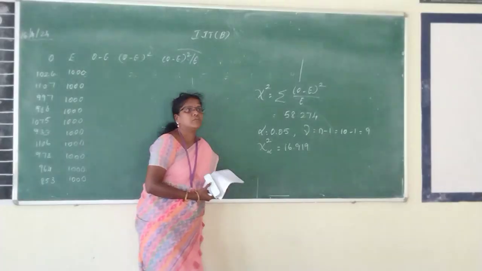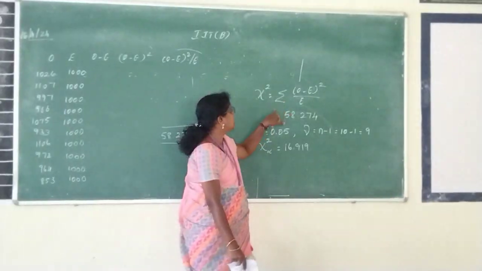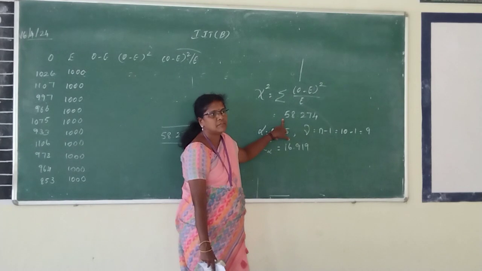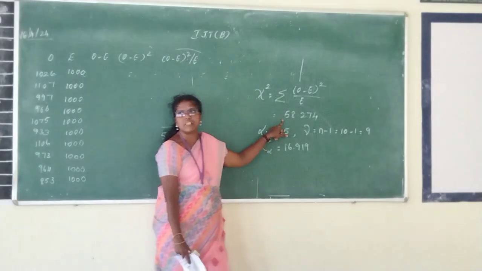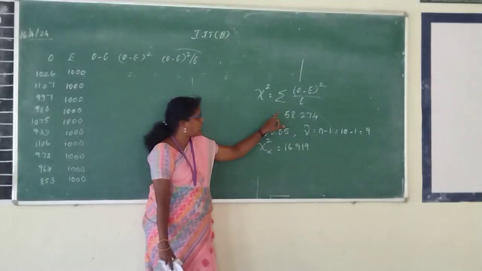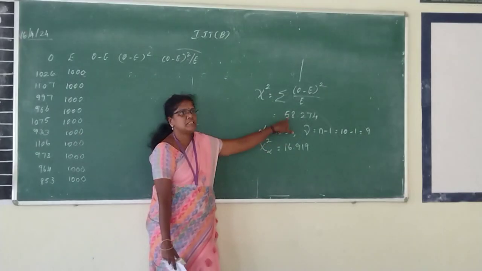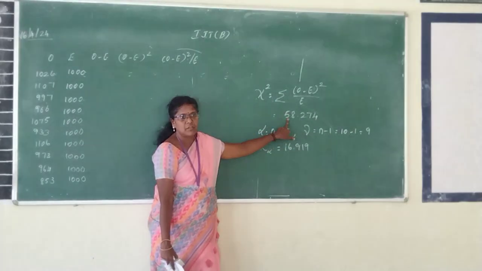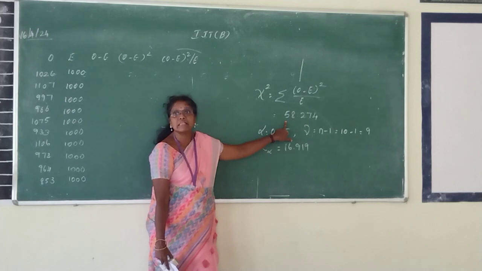Completed? Now, tell me the conclusion. Whether this value is greater or lesser? Greater. Greater means accept or reject? Reject. Can you compare only these two values? If the calculated value is greater, reject H0. If it is lesser, accept H0.